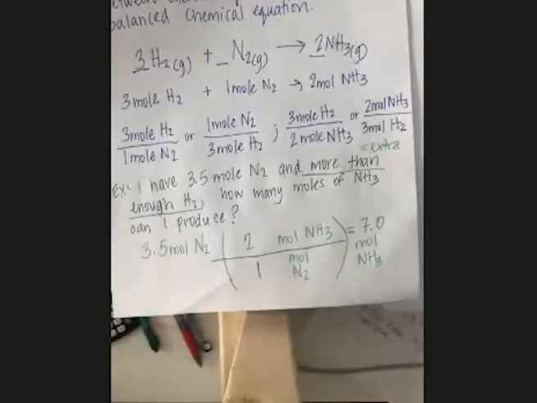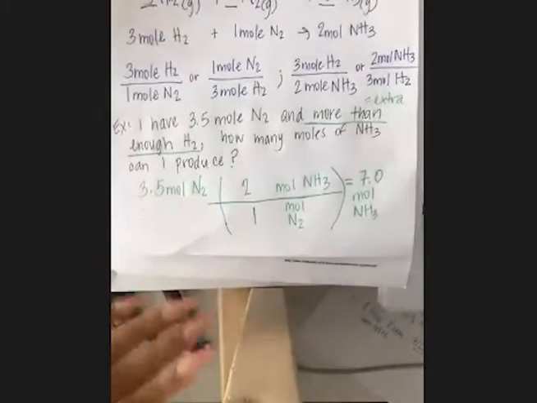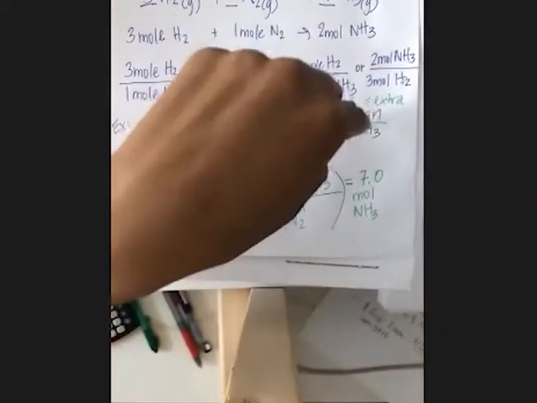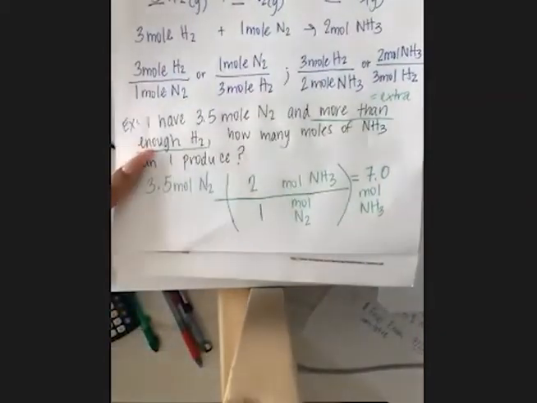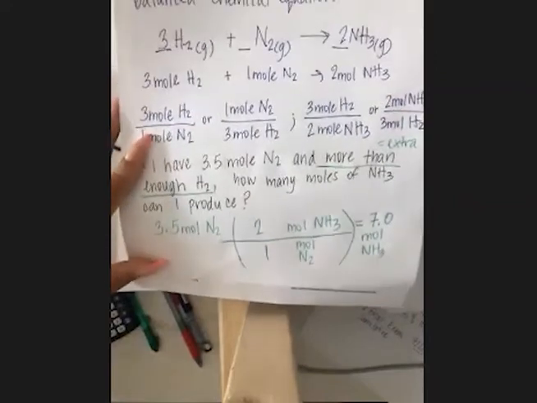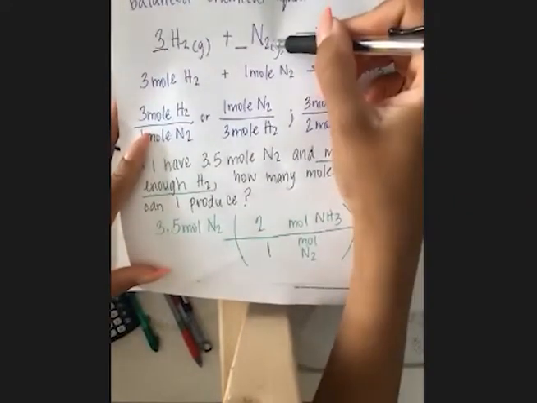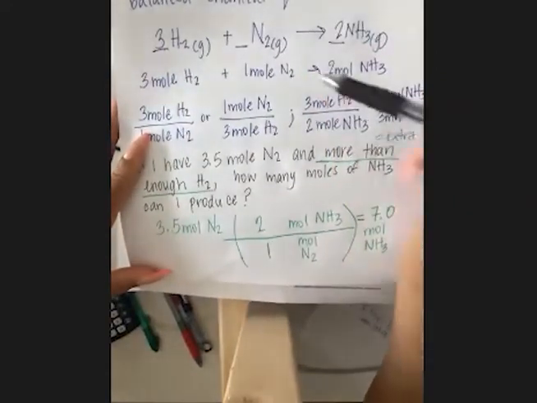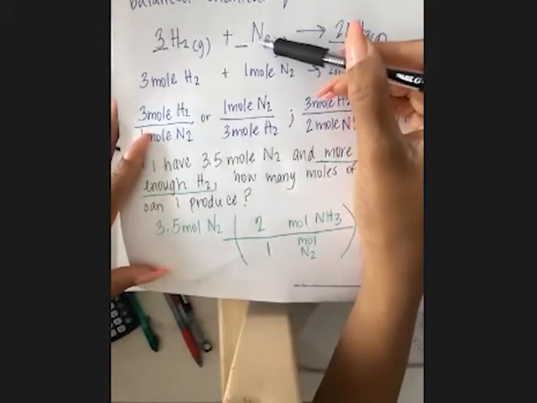So anytime you have more than one reactant, you have to figure out which one of the reactants is going to run out first. In this question, it told us we had more than enough hydrogen. So meaning my nitrogen was going to run out first. If I have extra hydrogen, that means my nitrogen is going to run out first.